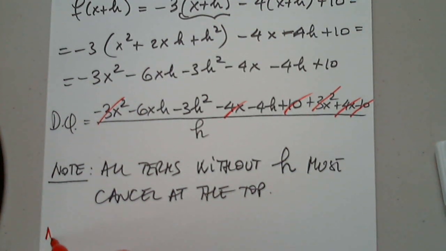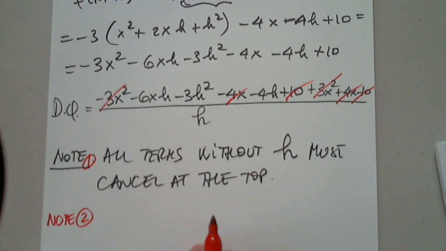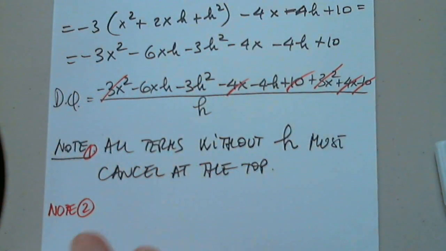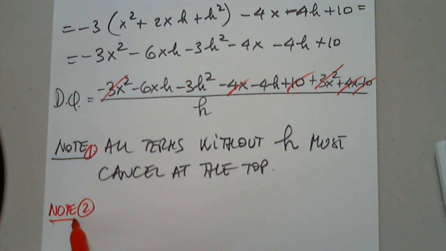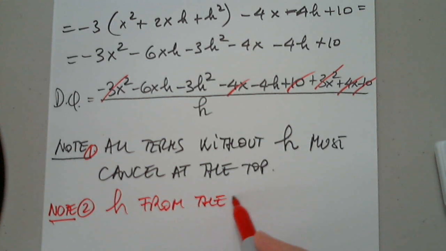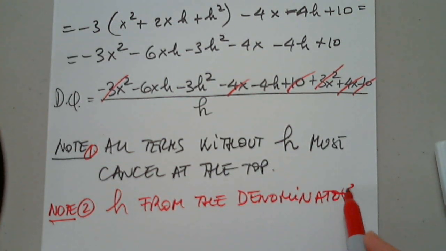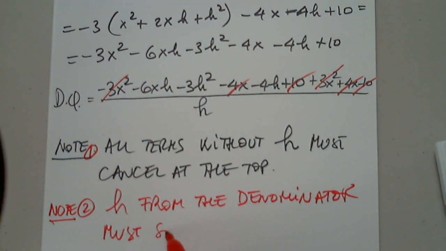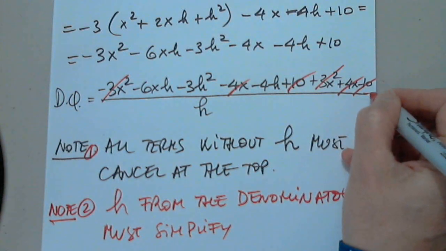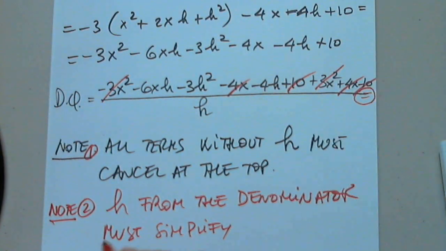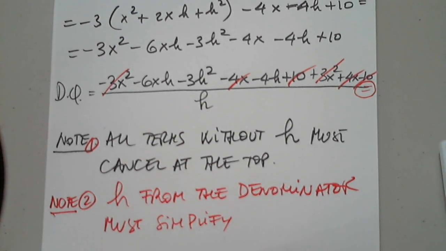After that, the next note. So this is note 1. Note 2. After this, in this particular order, note 2: h from the denominator must simplify, of course, with a factor from the top. So again, lazy people, do this and jump over all this and continue here.